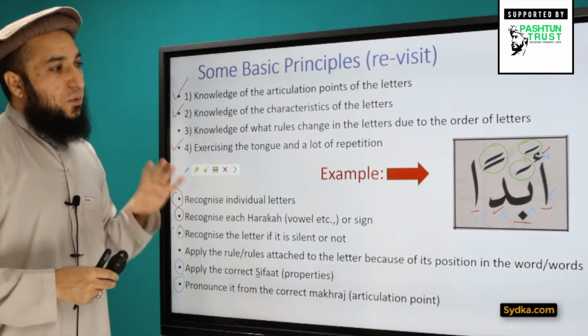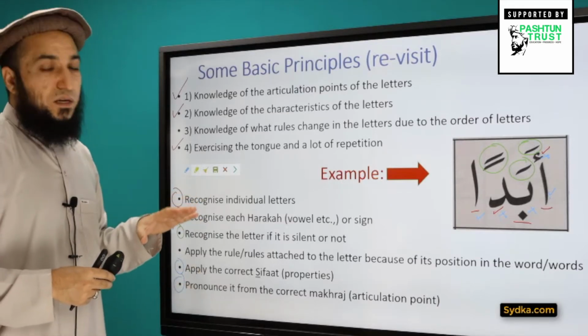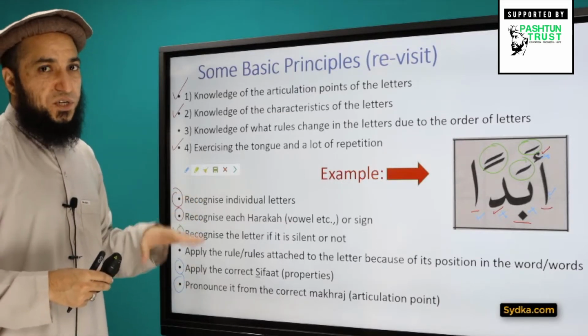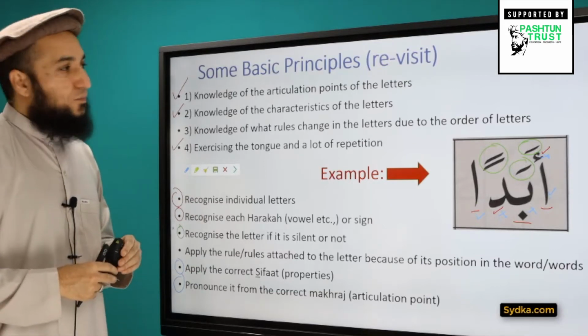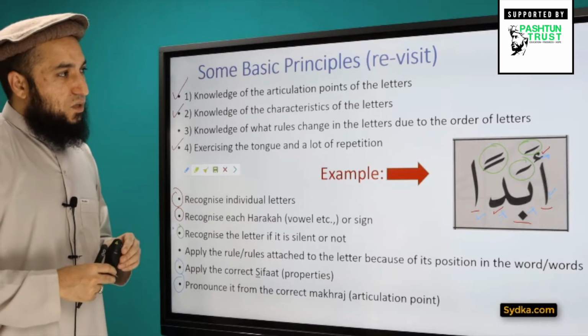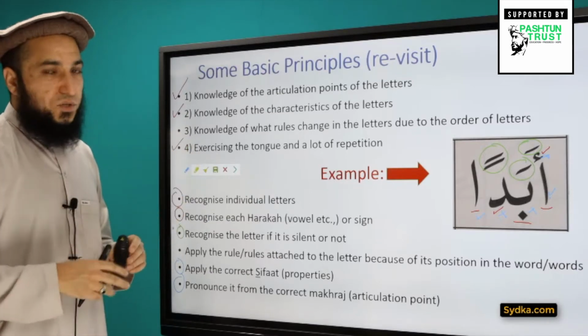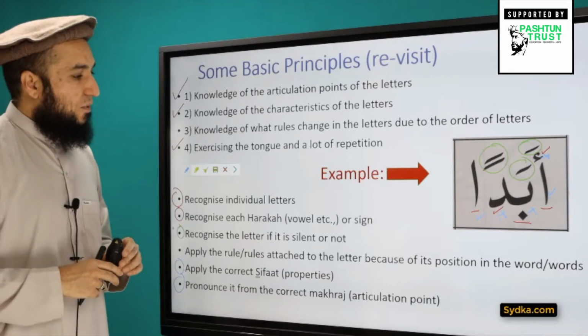So if we manage to implement these steps correctly, then our reading and recitation will be very easy. These are not fixed rules; you can add or subtract from them. These are just general guidelines for recitation or reading the Arabic.